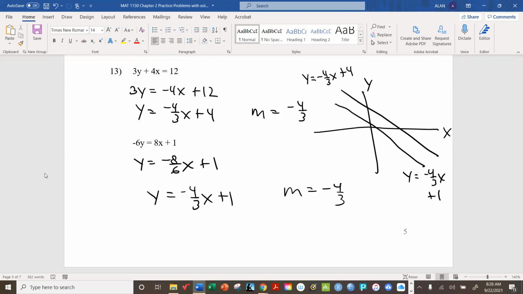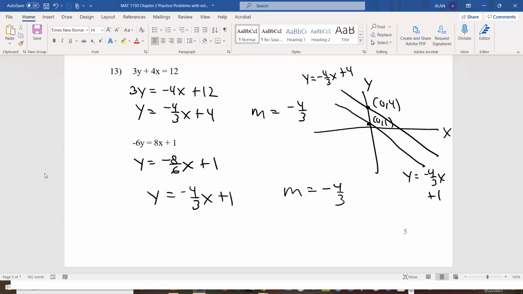Yes, because in other words, the intercept would be here and here. Okay, but they have the same slope, so therefore they must be parallel. Okay.